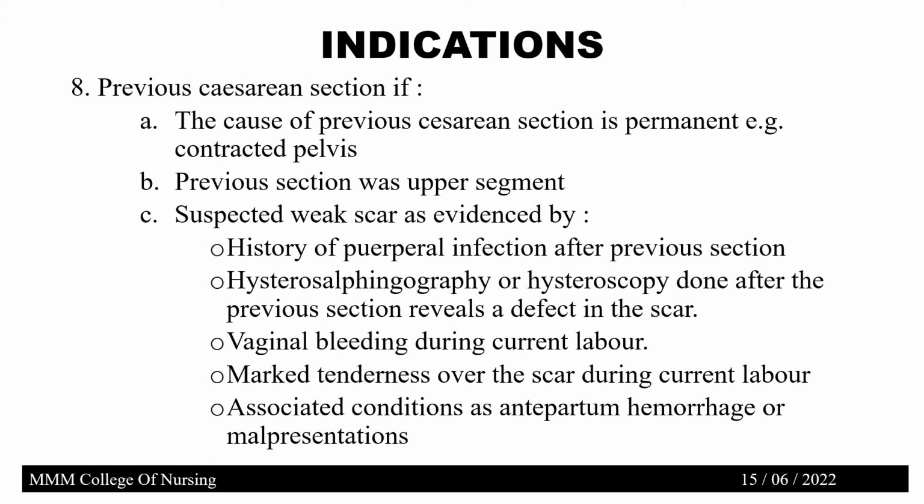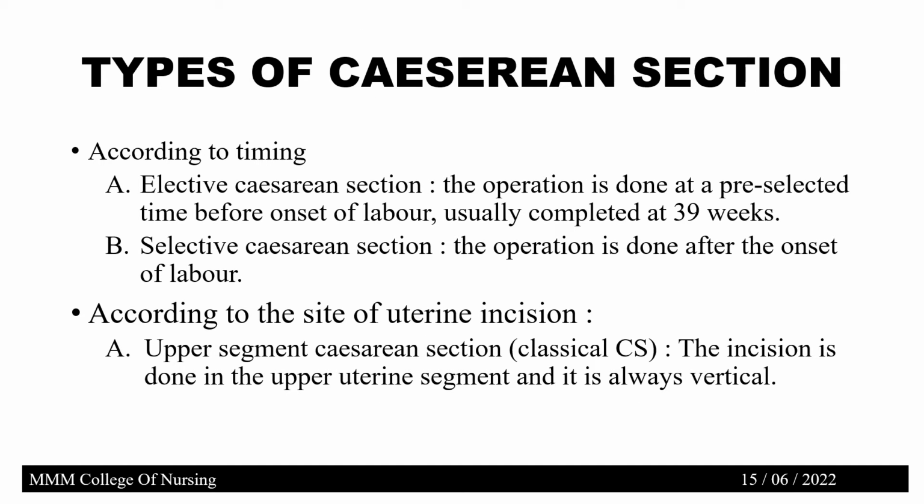Next category is the previous cesarean section. So these are some of the indications of cesarean section. Under previous cesarean section, we have contracted pelvis, previous section was upper segment, and suspected scar weakness as evidenced by history of puerperal infection, hysterosalpingography or hysteroscopy done after the previous section revealing a defect in the scar, and vaginal bleeding during current labor, marked tenderness over the scar during current labor, associated conditions such as antepartum hemorrhage or malpresentation. These are some of the indications of the cesarean section.